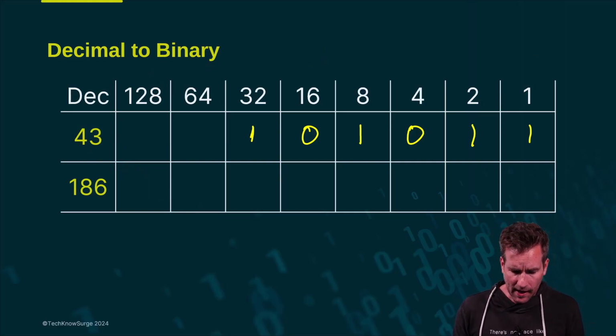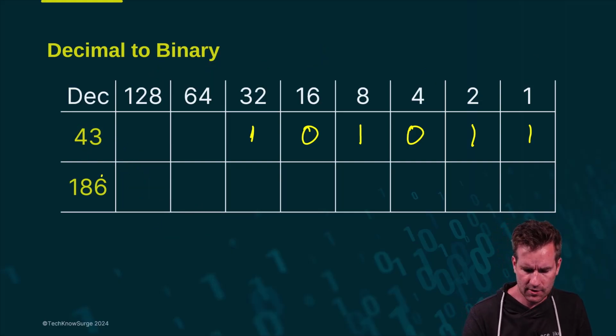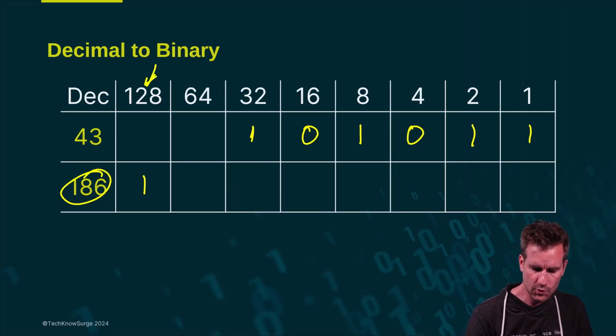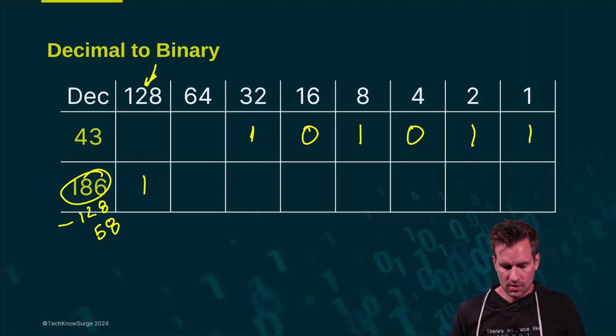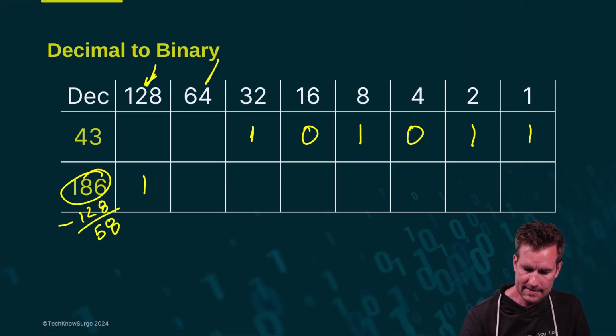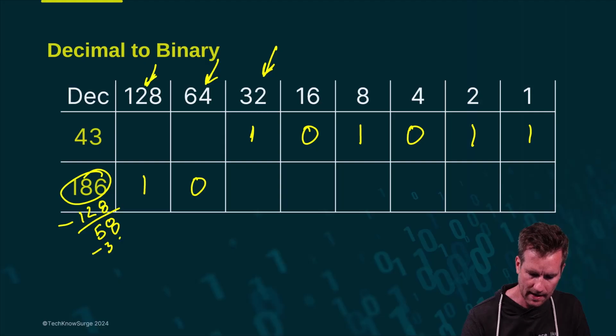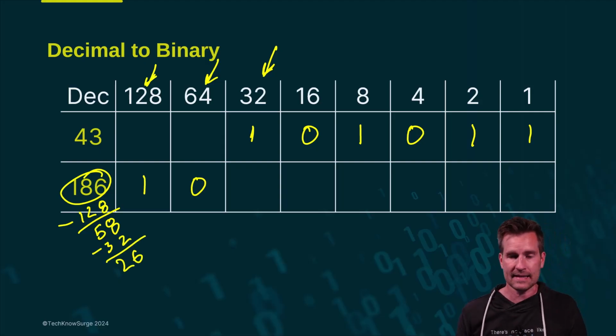Let's do the same process with something that's larger now. Let's do 186. So we're going to start out with 128. Is there 128 in there? Well, yes, there is. So we'll subtract out 128 from 186 and we get 58. Now is there a 64 in 58? No, there isn't. So we'll put a 0 there. How about a 32? Yes, 58 is larger than 32. So there is a 32 in there. We'll subtract out 32 from this, and then we get 26.